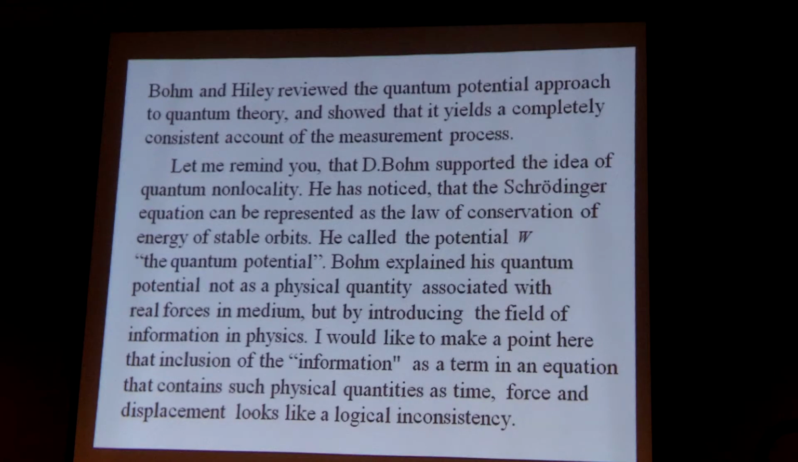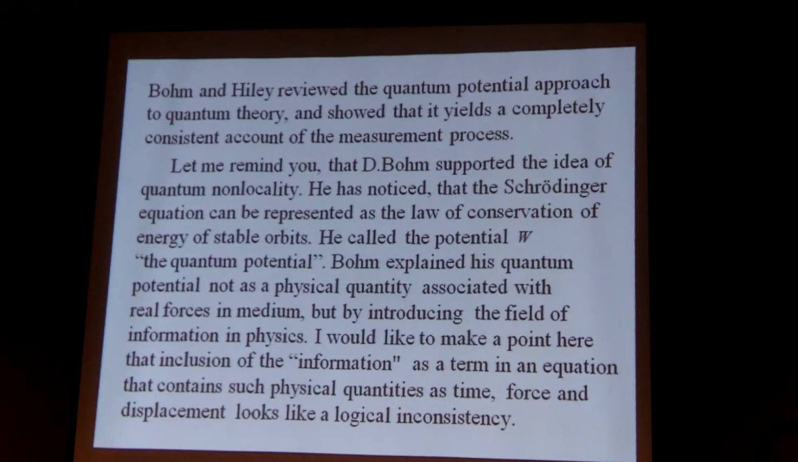Bohm and Halley reviewed the quantum potential approach to quantum theory and showed that it yields a completely consistent account of the measurement process. Let me remind you that Bohm supported the idea of quantum non-locality. He noticed that the Schrodinger equation can be represented as a law of conservation of energy of stable orbits. He called the potential W the quantum potential.